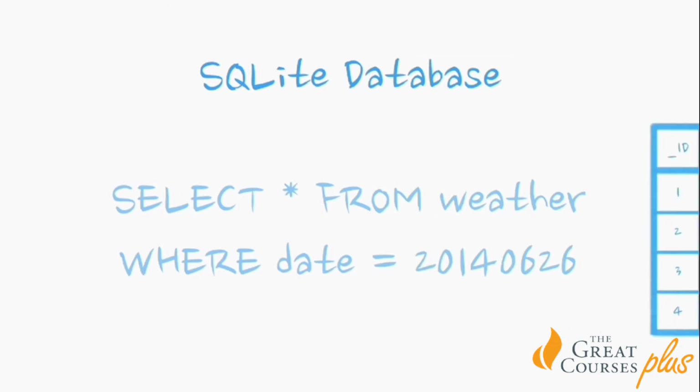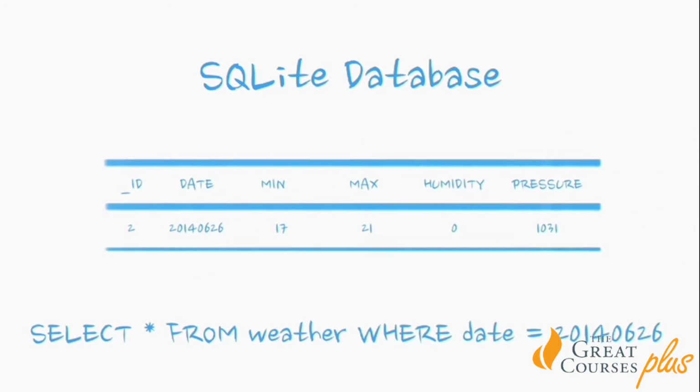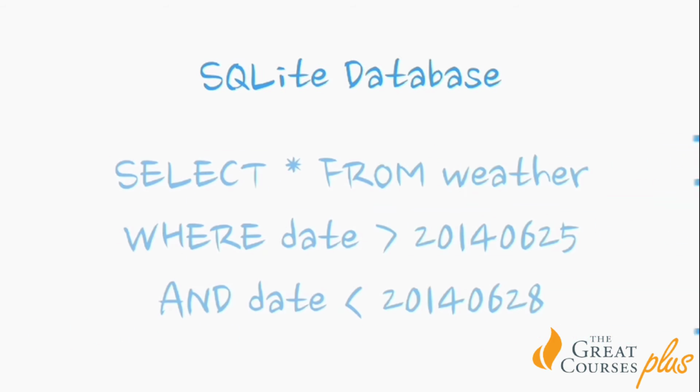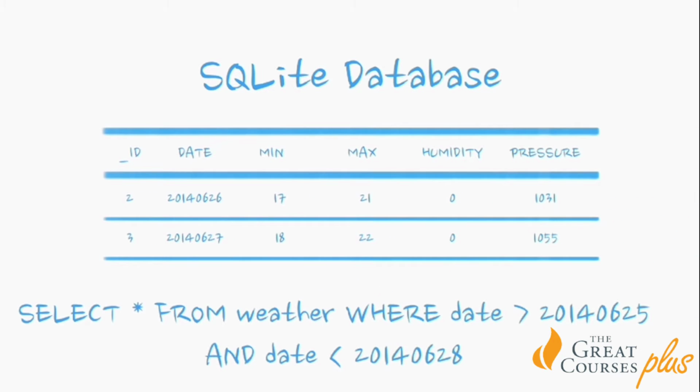We can perform queries using SQL against this database, such as the select statement here, which returns the weather on the specified date, similar to what we'll want to do for the detail view. We can use a slightly more complex query to return a range of dates, which is similar to what we do on the main forecast list view.